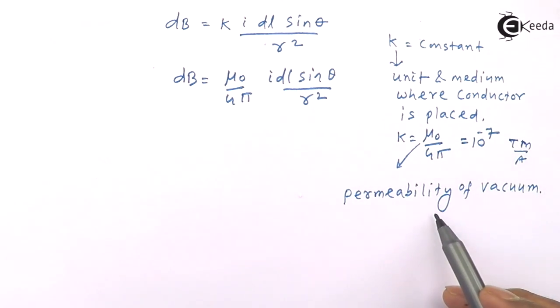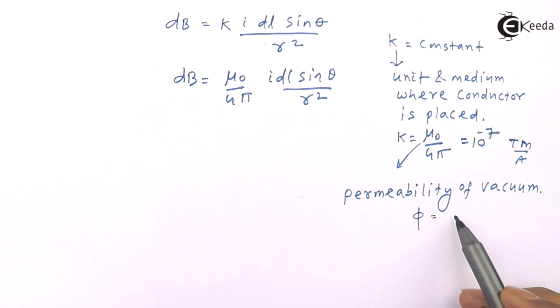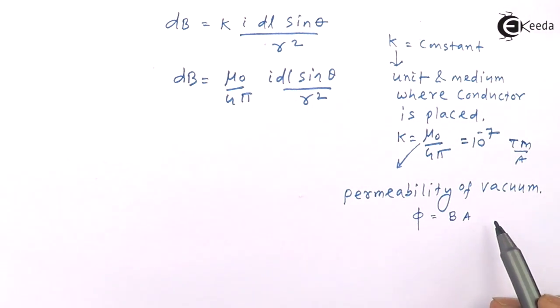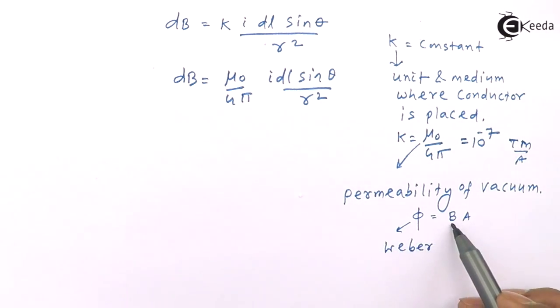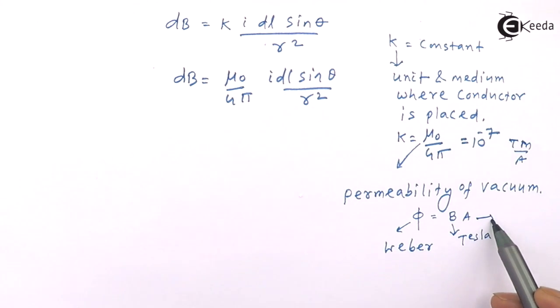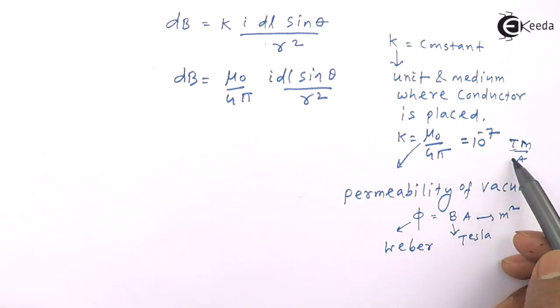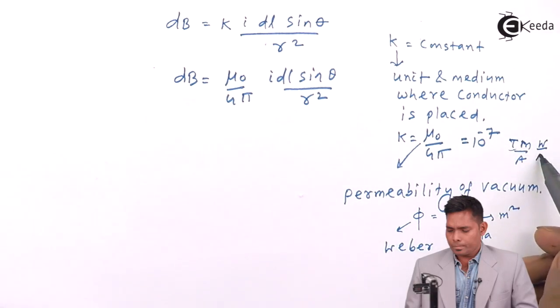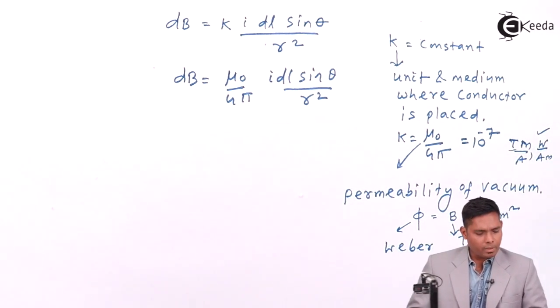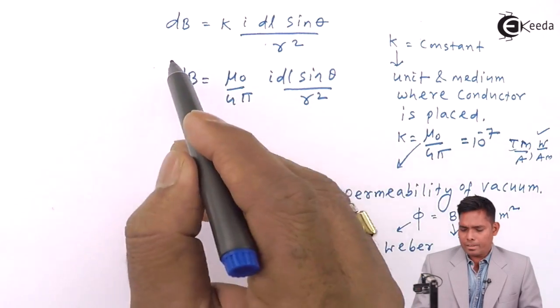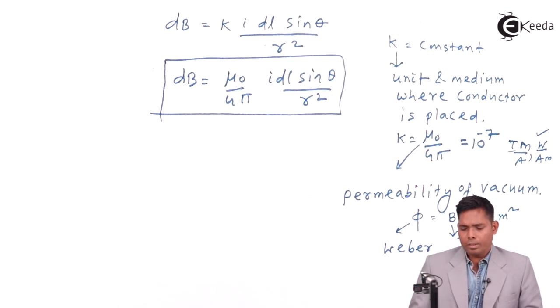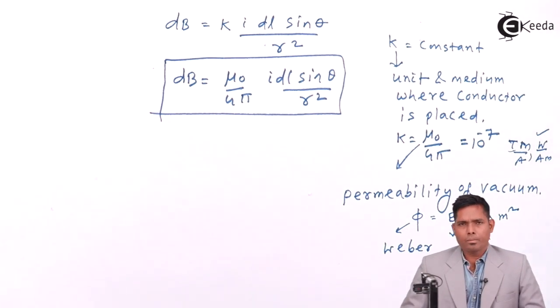And we also know that the magnetic flux is magnetic field into area. This unit is Weber. This is Tesla. Area is meter square. So Tesla is Weber per meter square also. So if I put here Tesla is Weber per meter square, it will be Weber per ampere meter. So you can write this unit or that unit, Weber per ampere meter. This is the formula given by Biot-Savart law to find the magnetic induction at a point nearby a current carrying conductor.